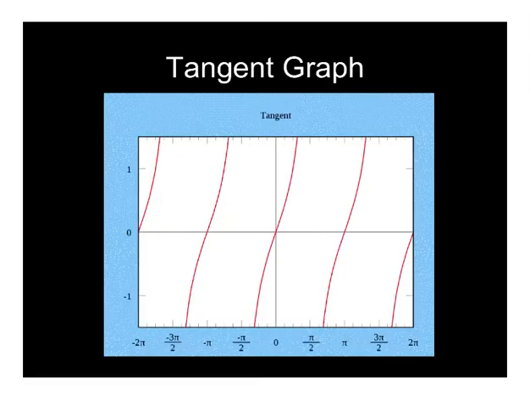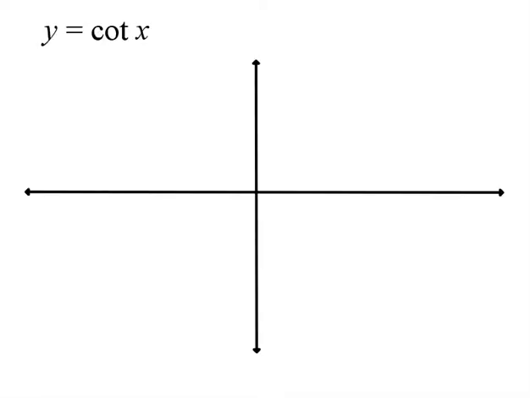Okay, so the tangent graph, we already looked at this. This is what it looks like. This is just a computer-generated drawing of what tangent looks like. It just keeps repeating over and over again. Okay, cotangent. All right, cotangent. You all have your blue sheet.